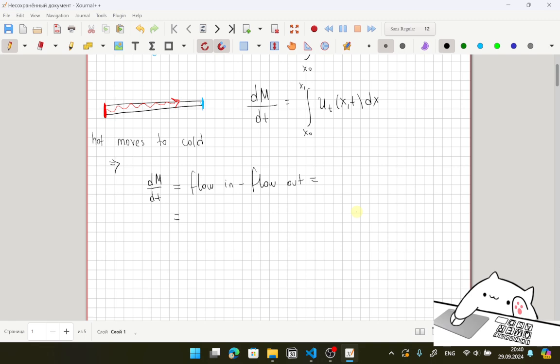How can we write this flow in, flow out in our case? It will be at the x1 position at time t, minus the 0 position at time t. And while I'm taking the partial derivative by x, since it moves along the x-axis, I want to know the rate of change of the mass distribution by x. That's why I'm taking the partial derivative of my function u(x,t) by x.